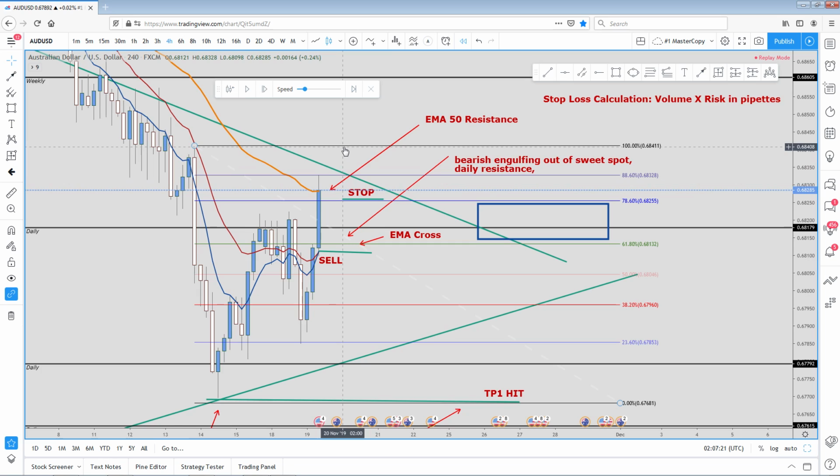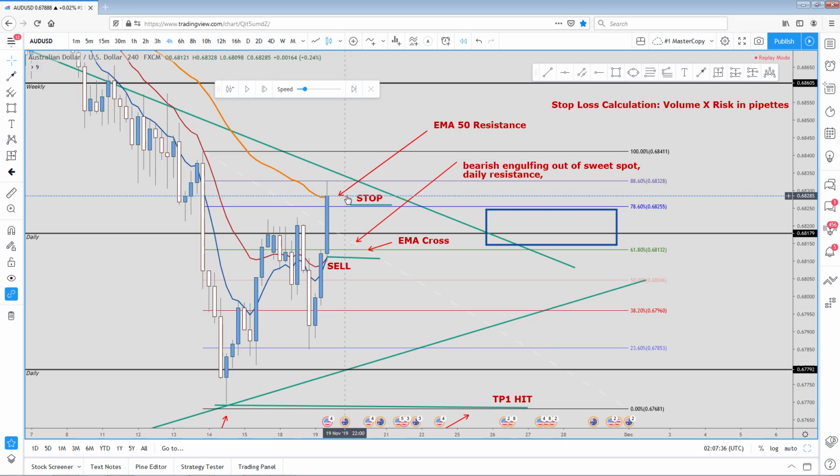If it doesn't break 100% retrace, that means the trend has not broken. It can continue down. But if it breaks above this, then maybe a new trend has started. But right now we're looking for a sell. Right now, I don't really see a sell opportunity. All I know is I'm just making notes as things happen.